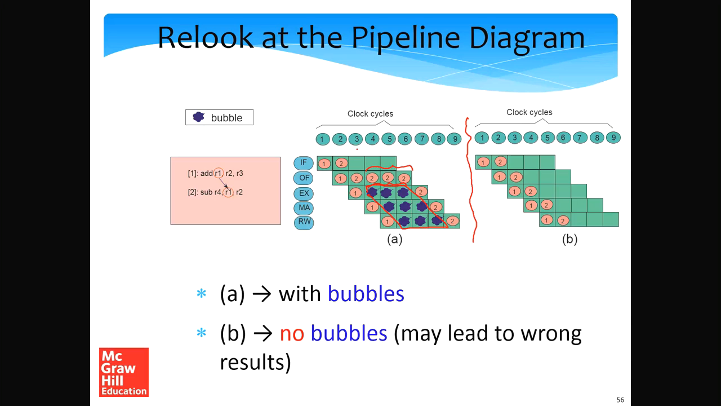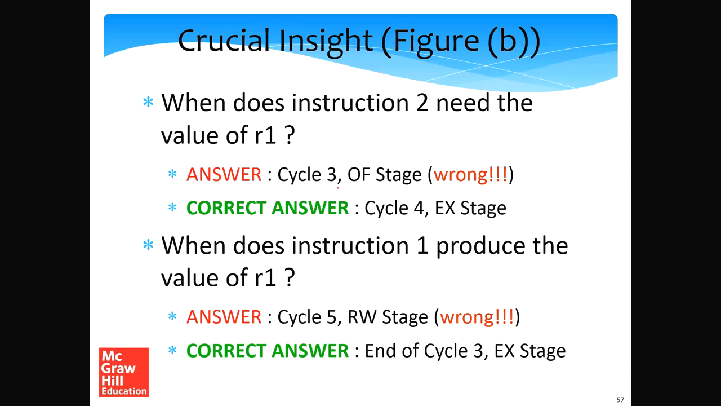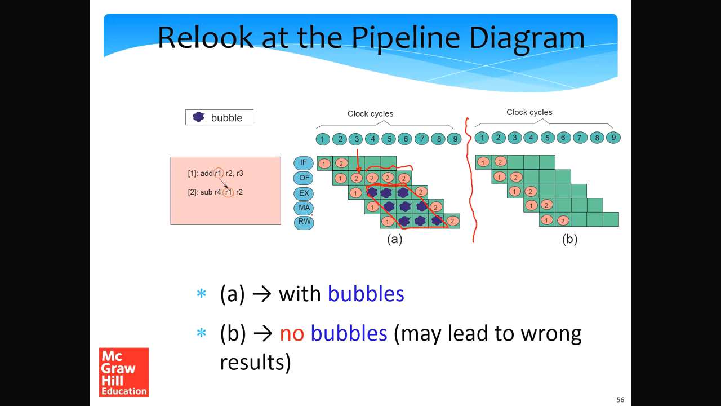We have been saying that it needs it in cycle 3 because it will read it off the register file. So we are saying cycle 3, ID stage, but that is, exactly speaking, not correct. We actually need it in cycle 4, which is the EX stage. So let me go there once again.